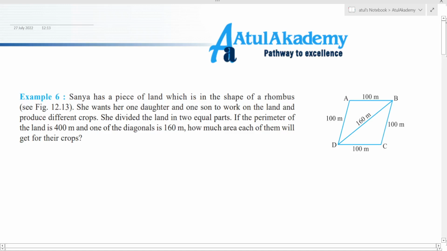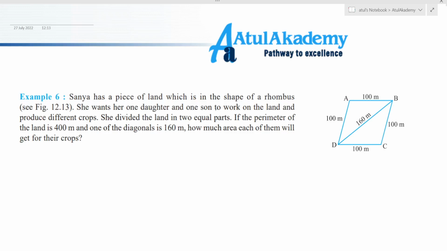Hello students, welcome back. Let us start with Heron's formula again. So this is the second video of Heron's formula. I have solved exercise 12.1 from NCERT.